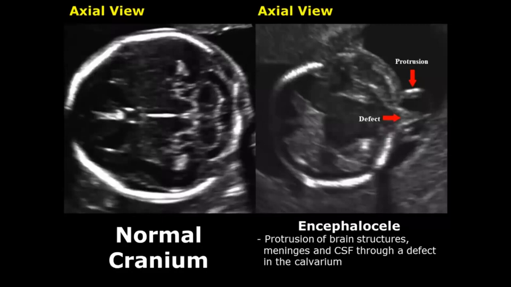When there is a protrusion of brain structures, meninges, and cerebrospinal fluid through a defect or a hole in the calvarium, this condition is called encephalocele. This is the protrusion of brain tissue and meninges, and over here the defect must be present in this area.